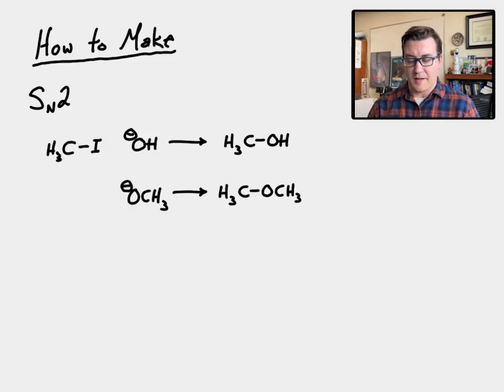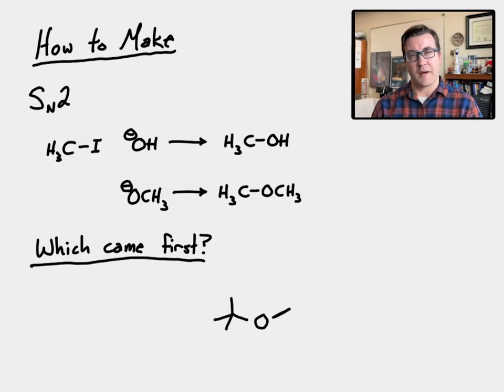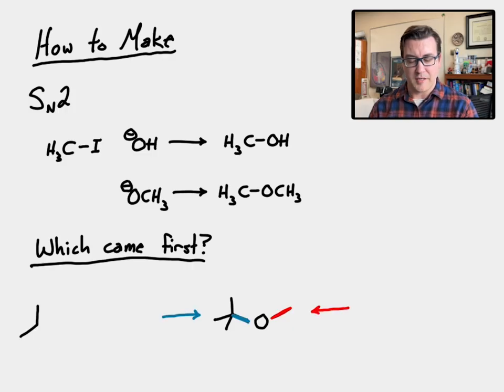We can also use methoxide, now an oxygen with a carbon on it, with the same electrophile, the same methyl iodide, to give us a dimethyl ether compound. Another thing to think about in the context of making ethers is which bond do we make first or last. To make this tert-butyl methyl ether, we have to decide which side of this molecule do we break, or what bond do we break.